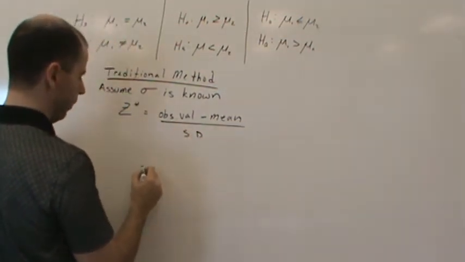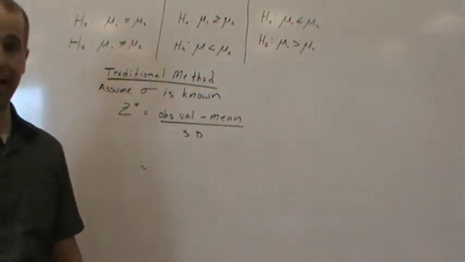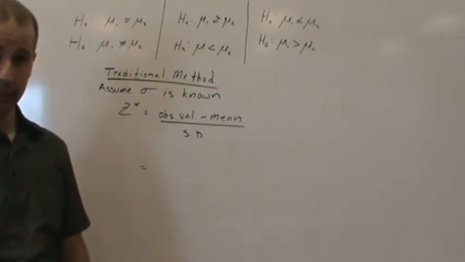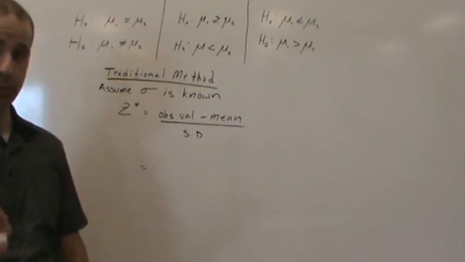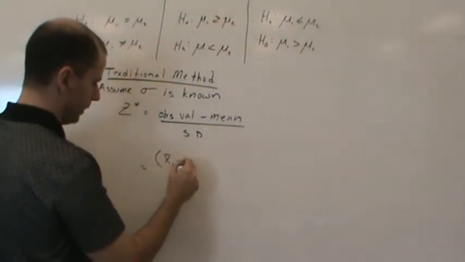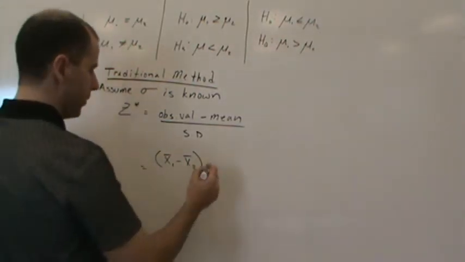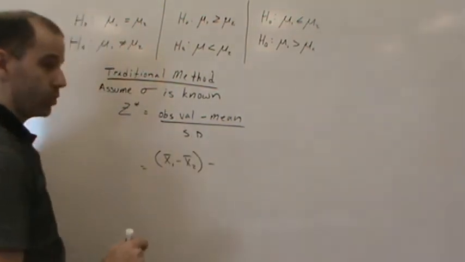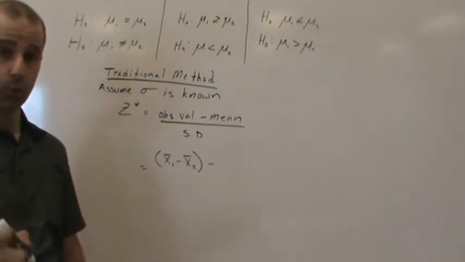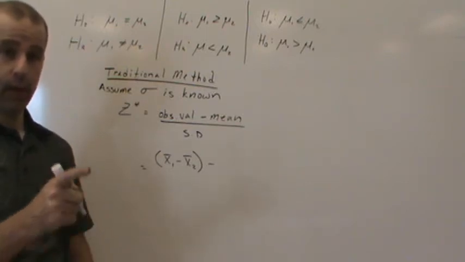Well, what does that look like now? What's the observed value? The observed value is going to be the difference in the sample means, based on our observed samples. So the observed value is x bar 1 minus x bar 2, based on the observed data. Now, minus the mean. Well, what's the mean? We're talking about the mean difference, the true difference between the two populations, which is mu1 minus mu2.